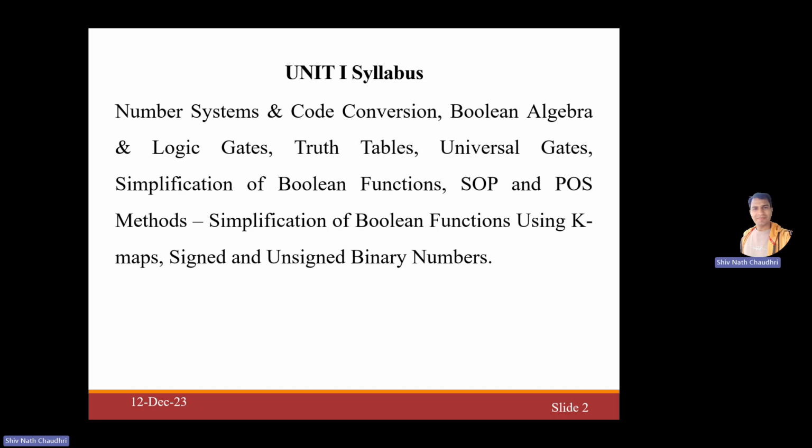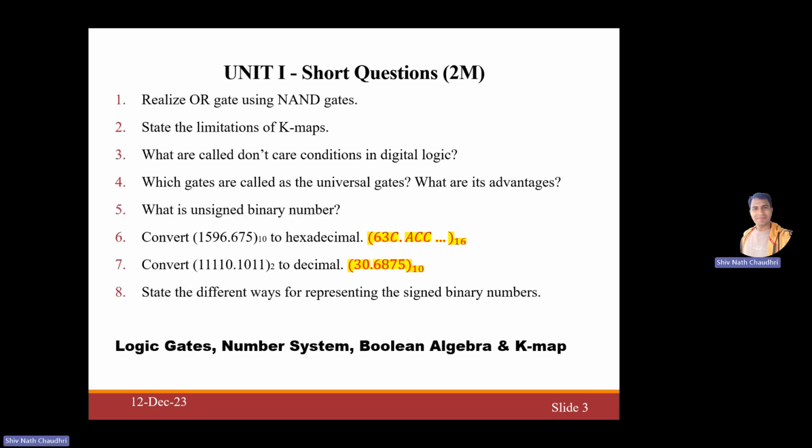So this is the syllabus for Unit 1. In Unit 1, the syllabus included number systems, code conversion, Boolean algebra, logic gate, truth tables, universal gates, simplification of Boolean functions, SOP and POS method, simplification of Boolean functions using K-map, and signed and unsigned binary numbers. So in first unit, these 8 questions were asked for 2 marks.